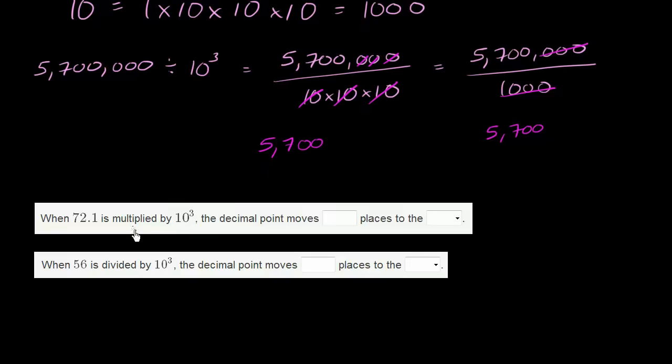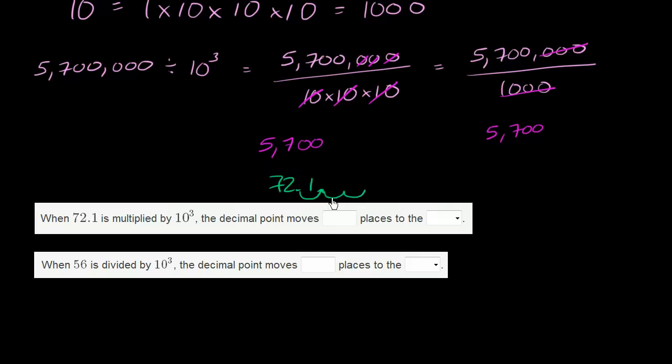And so every time you multiply by 10, your decimal point is going to move to the right because you're getting larger. So we're going to move the decimal point. 72.1, if we multiplied it by 10 once, then we would move the decimal point over once, and we get 721, which makes sense. 72 times 10 is 720. 72.1 times 10 should be 721. But if we want to multiply it by 10 3 times, we're going to move the decimal place over not just once, but twice and 3 times.